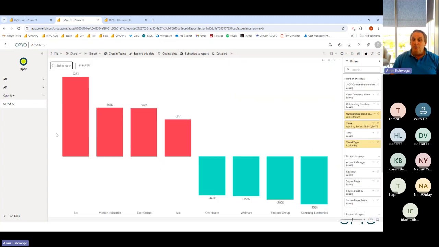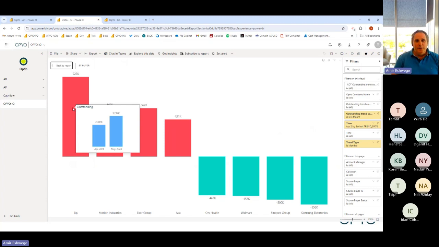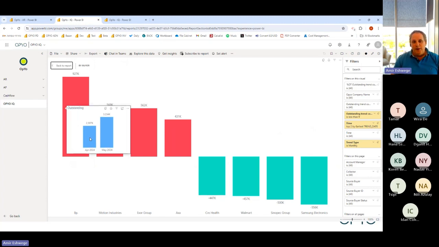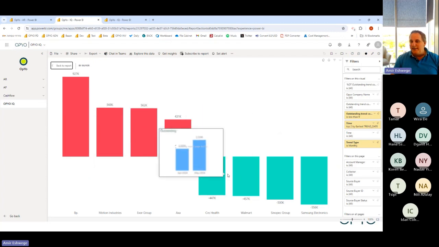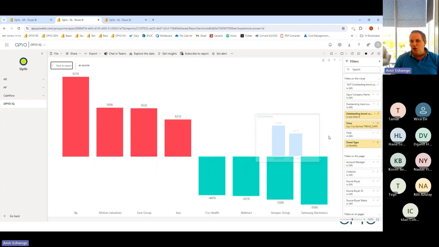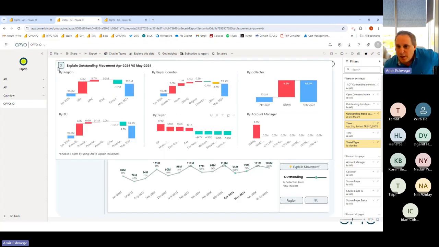So OPYO runs that analytics and says, listen, the main change comes from a buyer named BP, whose balance has changed from 2.3 to 3.2. It happens with Motion Industries, XOR, and EXA, but it's offset by these specific buyers. We do have customers that also bring that information by collector or by account manager, giving us a full analytical view of these changes.